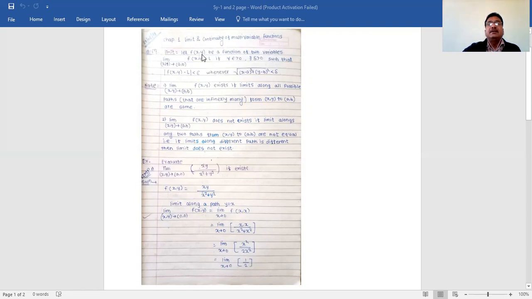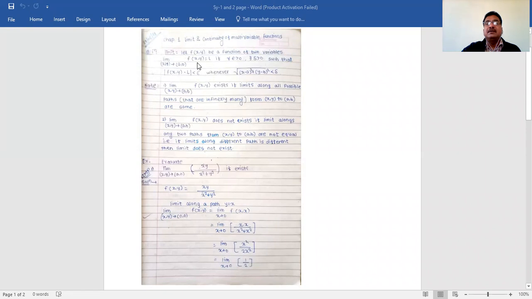If we write f(x, y, z), then it is a function of three variables. In this way, we have to study the multivariable functions, that is, two variable functions and three variable functions: their limit and continuity, and differentiation and integration. So here f(x,y) is a function of two variables.